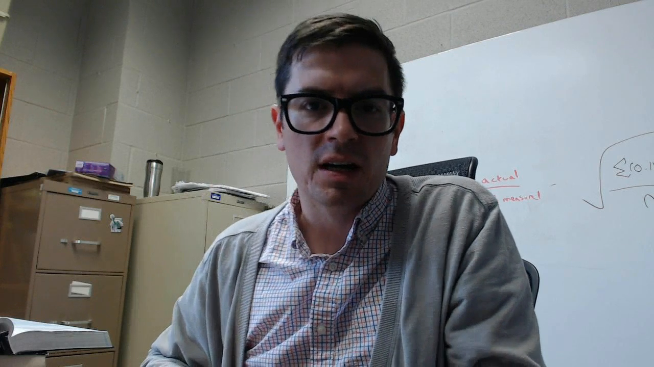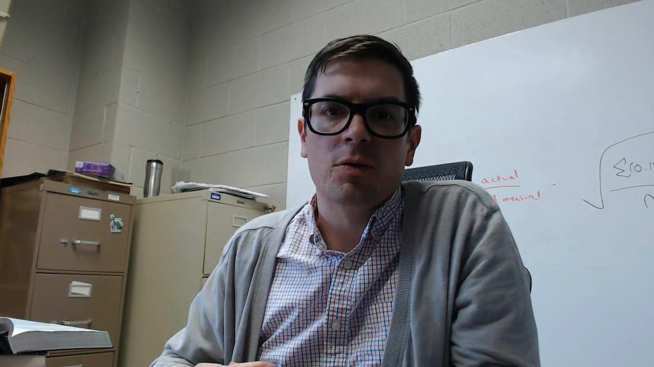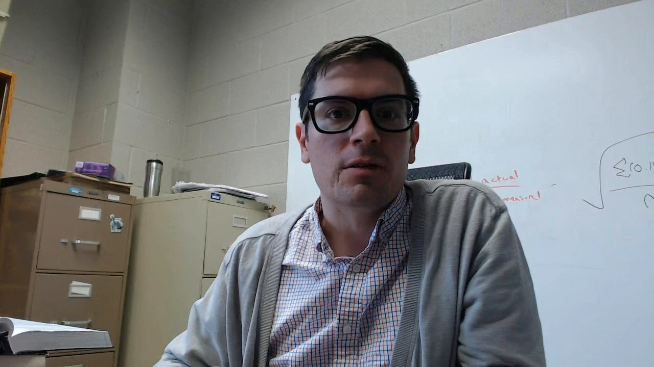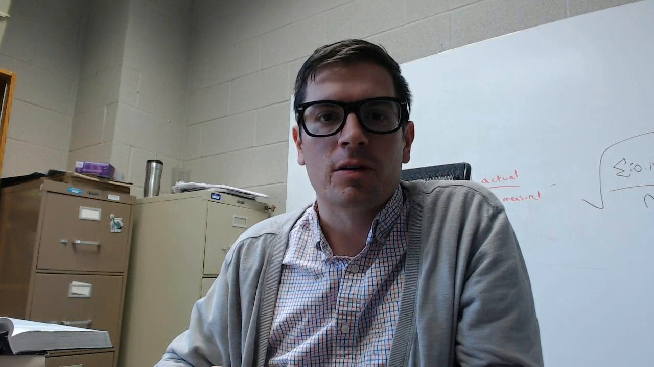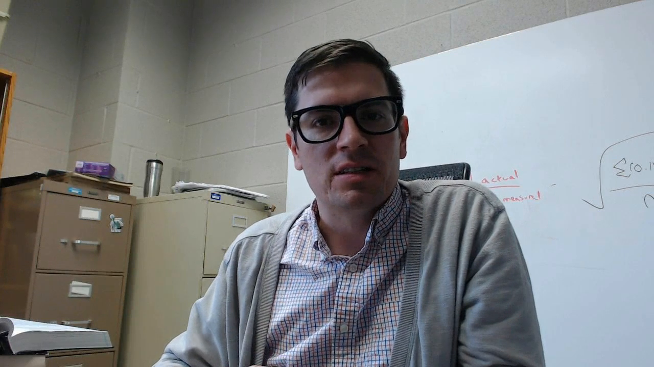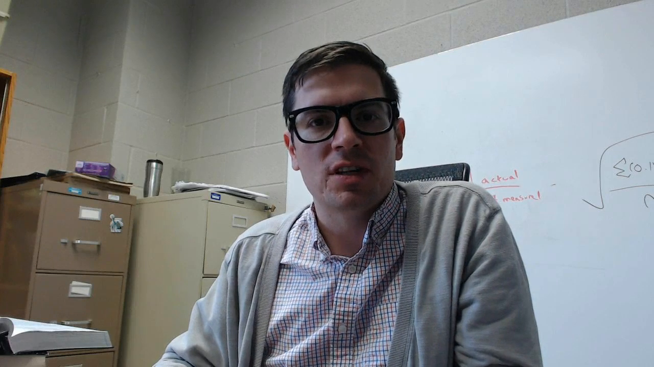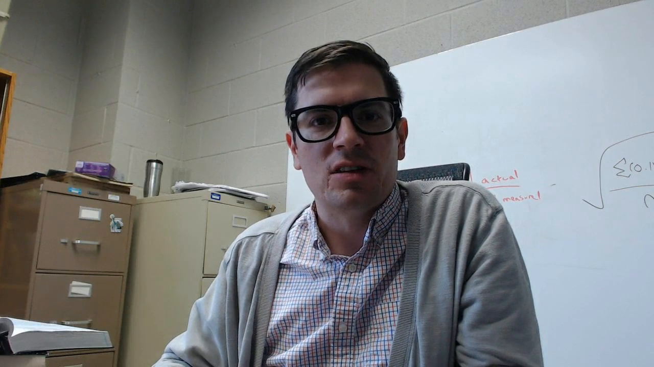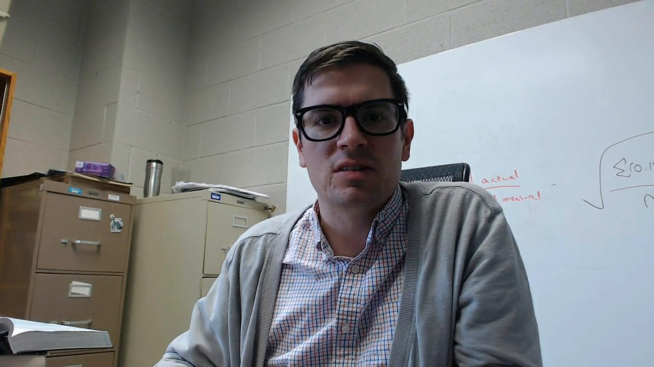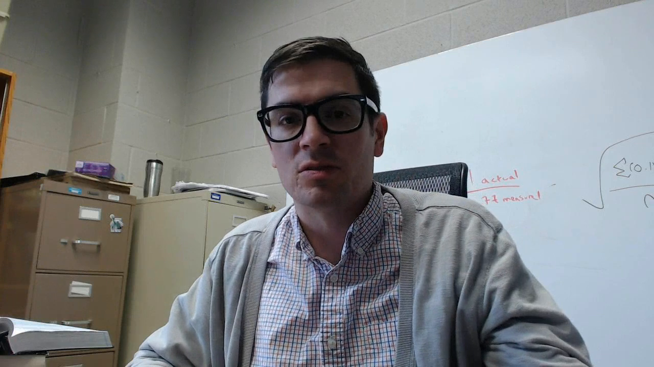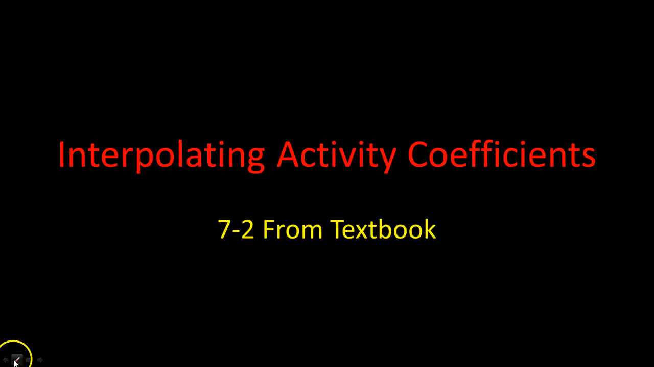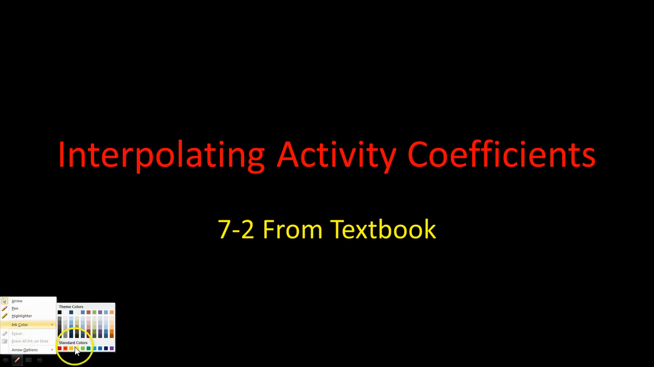Hi everyone, this is just a quick little video about a technique for determining activity coefficients in a lot quicker fashion than using that big formula from the Debye-Huckel theory. This is called interpolation, and it's from chapter 7.2 in your textbook. It should speed things up, and this technique can be expanded to other things with linear relationships, but it's really useful for activity coefficients.